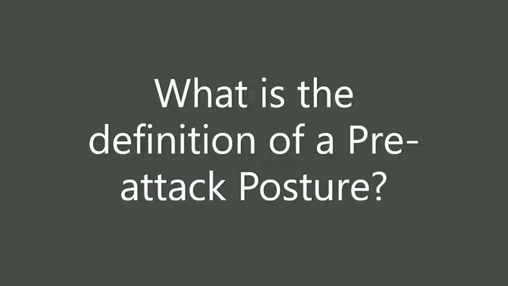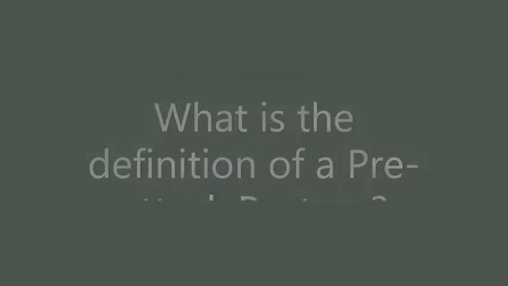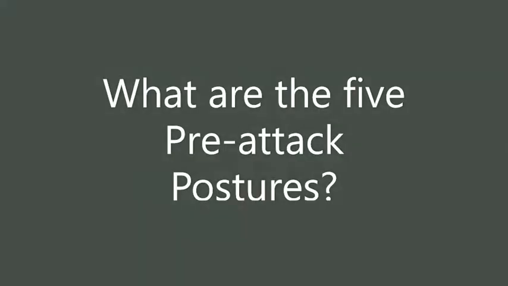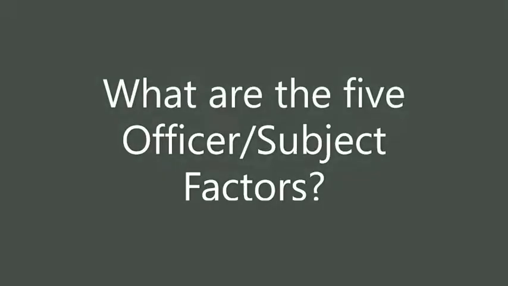What is the definition of pre-attack posture? Behaviors that may indicate imminent danger of physical assault. What are the 5 pre-attack postures? 1,000-yard stare, target glance, shoulder shift, hand set, boxer stance. What are the 5 officer-subject factors? Numbers, age, size, relative strength, and skill level.